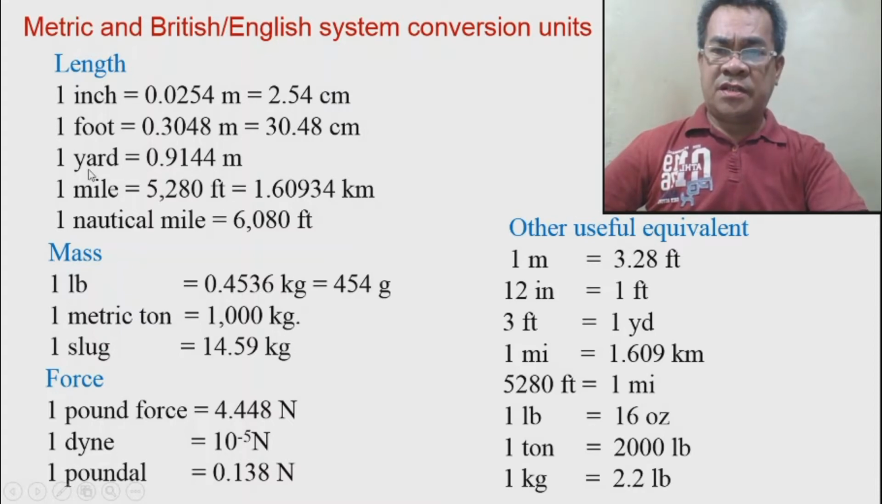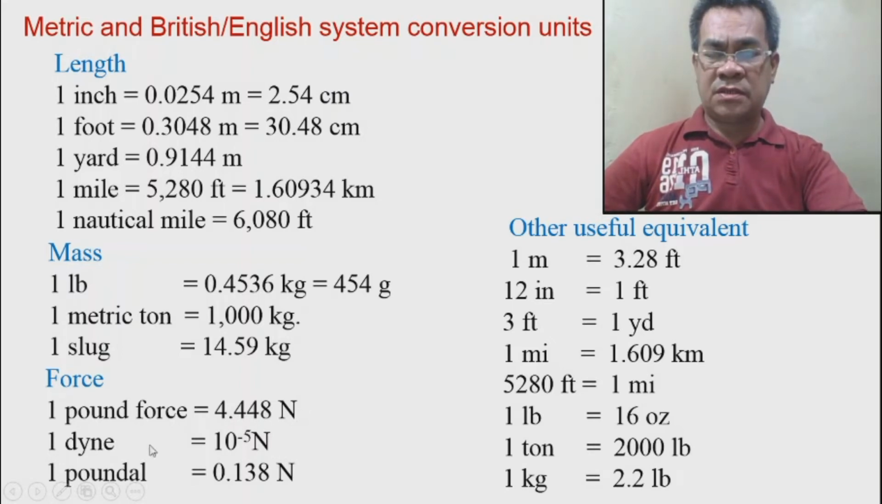So we also have the yard, the meter, the mile and the feet, or in kilometers. So be familiar with this conversion. These are very much useful. Then 1 pound force is 4.448 newtons, or 1 dyne is 10 raised to negative 5.